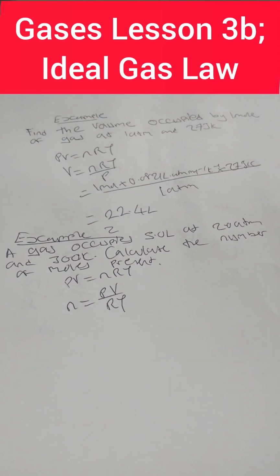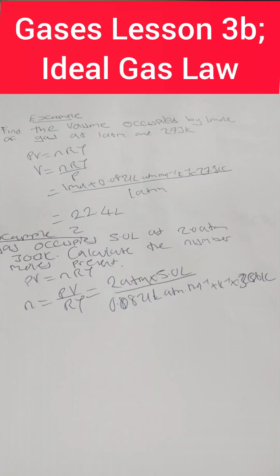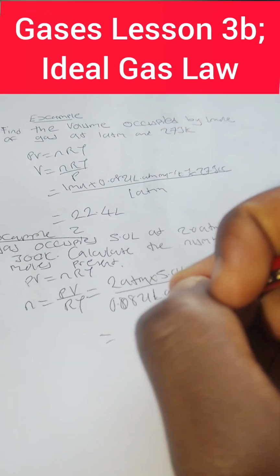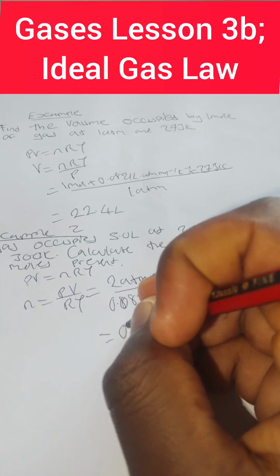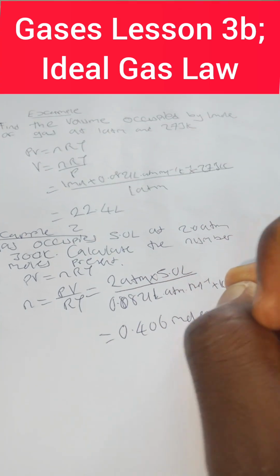So you see, n is equal to PV over RT. All we have to do is replace the values there. So when we replace, this is what we are going to have. Mind my handwriting. This is 300 K. K inverse and K will cancel, liters and liters will cancel, atm and atm will cancel. The only thing we are going to have is the moles, because that's what we are looking for. When we punch this on the calculator, the number of moles is 0.406 moles.